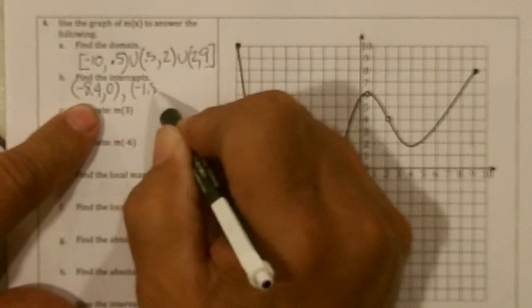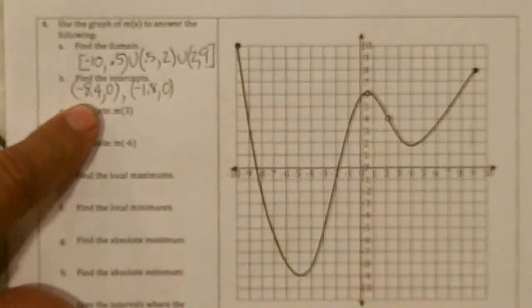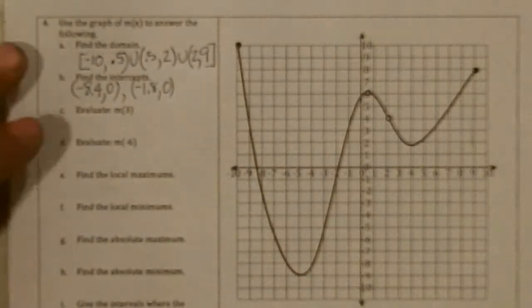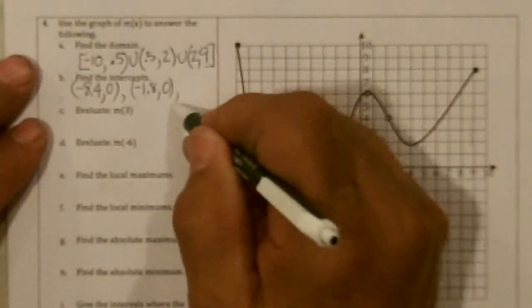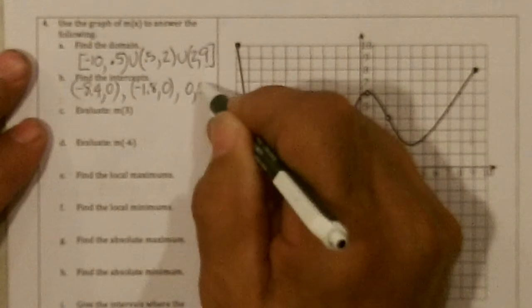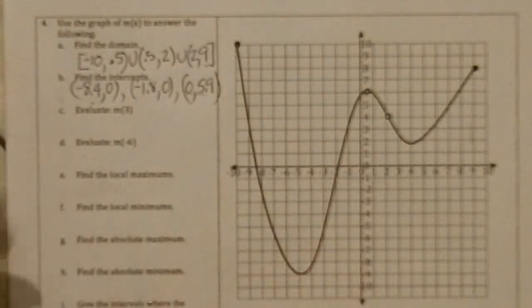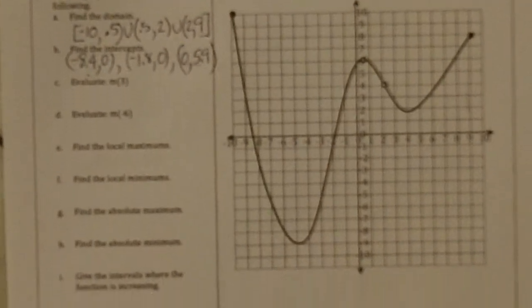Negative 1.8 on the x-axis, 0. And it has a y-intercept, looks like about 5.9. That's (0, 5.9). These are points, so they should be in parentheses, not brackets or anything else.